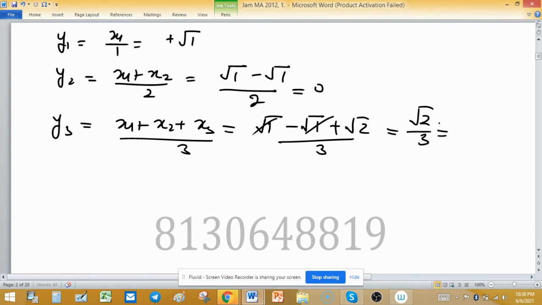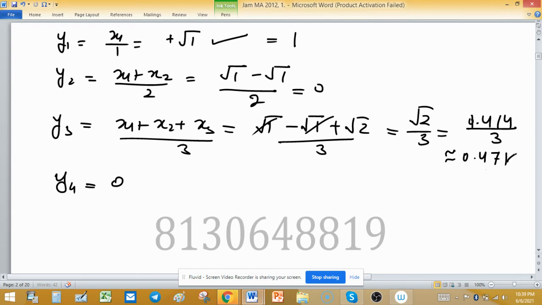The value of the square root we have to remember, or otherwise there will be a scientific calculator in your integrated online exam portal, so you can use the calculator there. 1.414 is the value of the square root up to 3 decimal places, divided by 3. Approximately this value is 0.471, and you can find y4 also. y4 is 0.